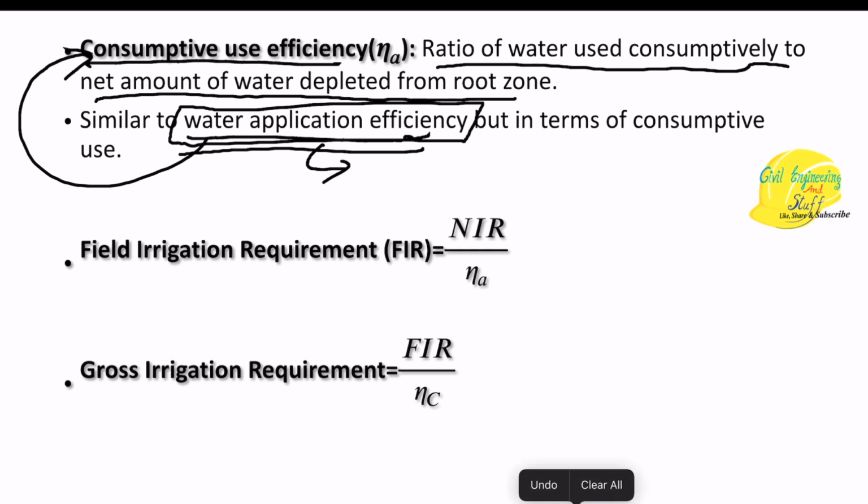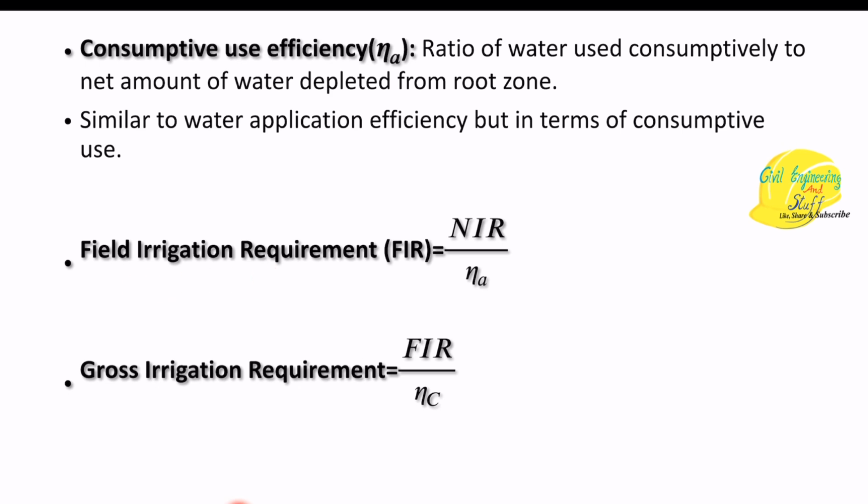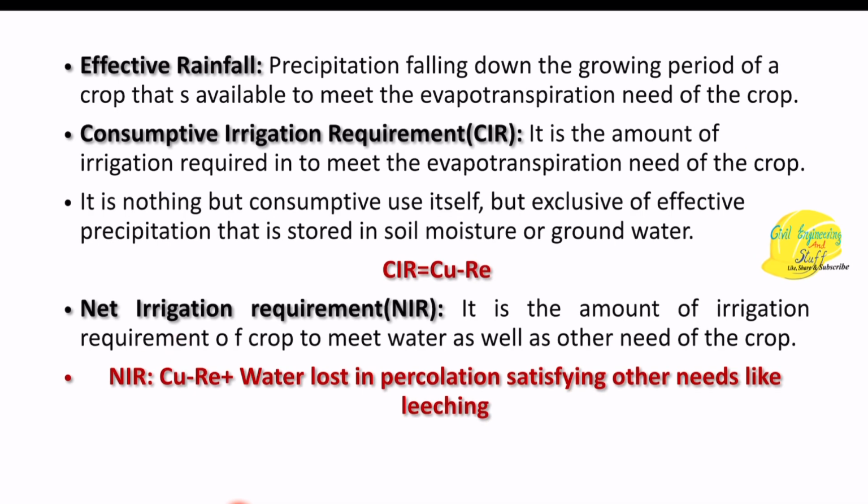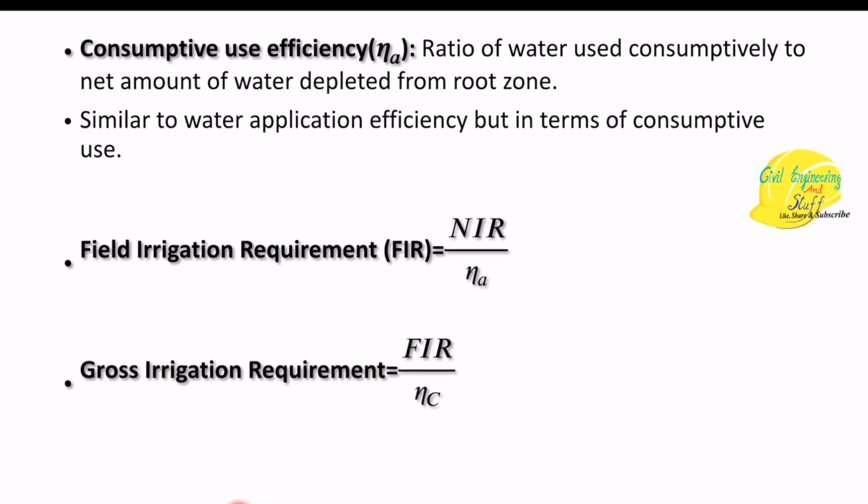Okay. Then we have the field irrigation requirement, and it is the net irrigation requirement divided by the consumptive use efficiency. Net irrigation requirement we have already discussed. Then we have the gross irrigation requirement, which is the field irrigation requirement divided by the water conveyance efficiency. Again, we have discussed the water conveyance efficiency in the previous lectures. All right. So you can refer to these irrigation efficiencies and other types of irrigation efficiency for more details. Okay.